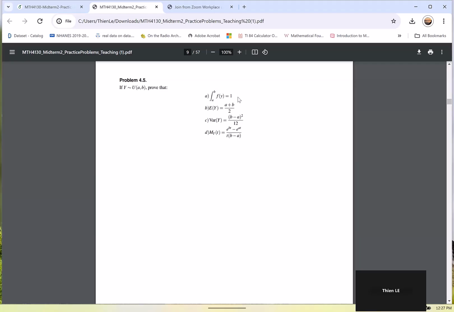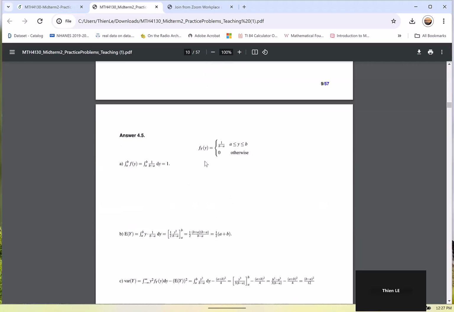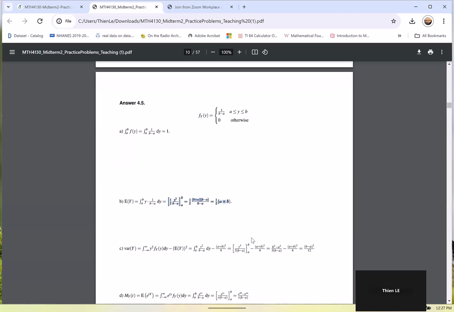moment generating function. So let's look at the proof. Here is just the PDF of the uniform, and for sure you can easily confirm that the integral will be 1. The expected value is just y times the PDF, so you can write it this way, do some simple calculation, and it gives you just half of a plus b.